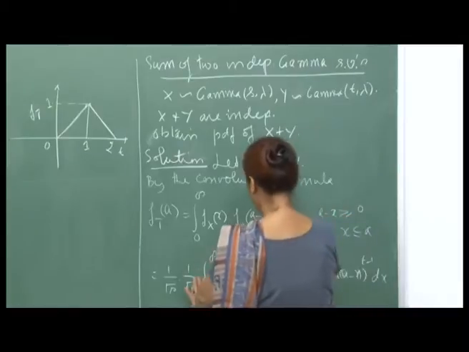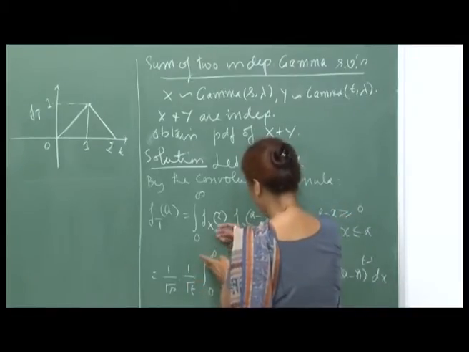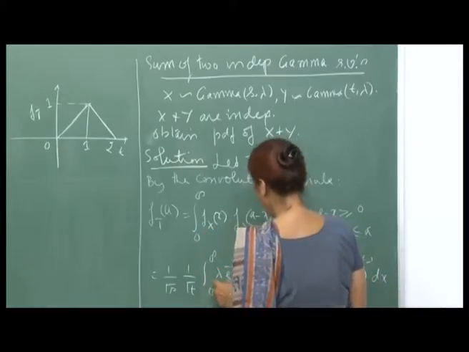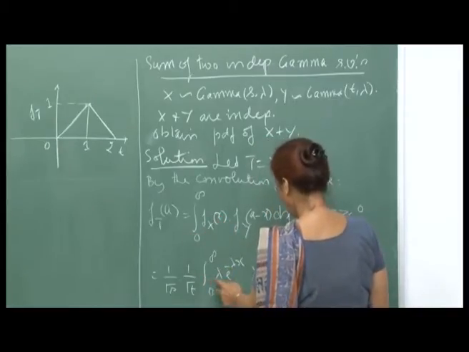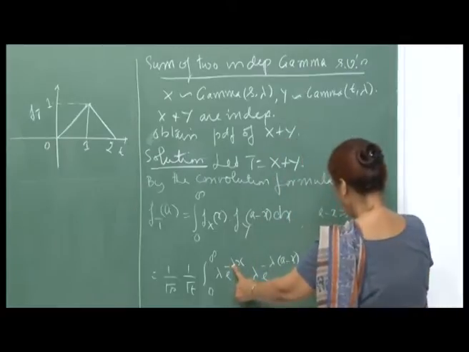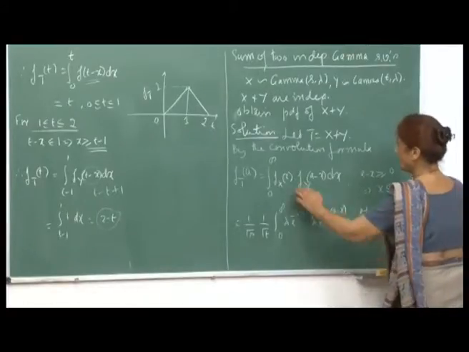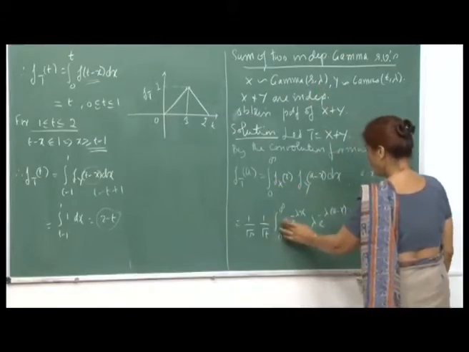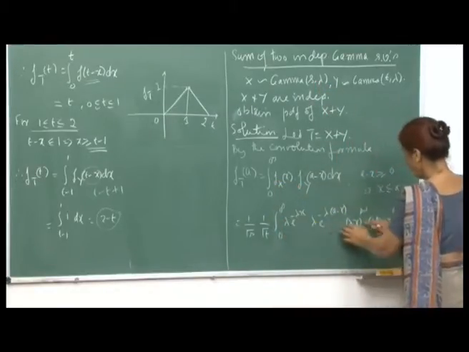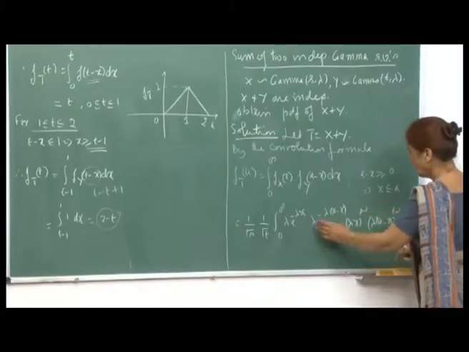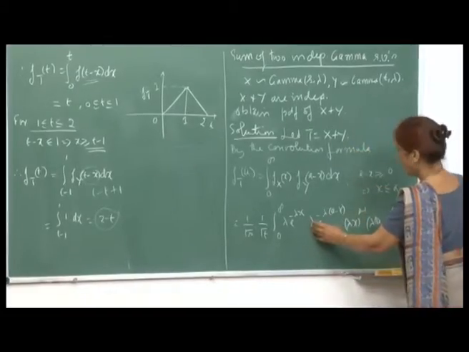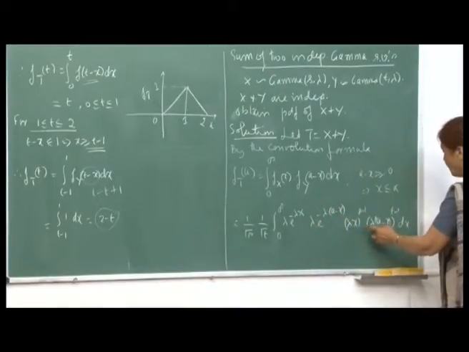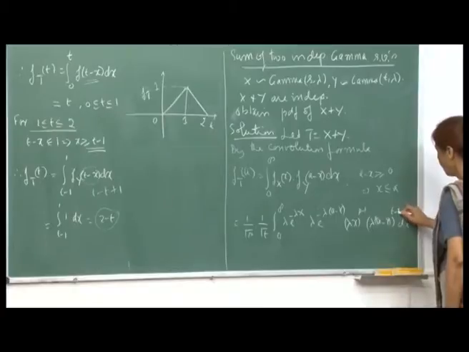Right now I will write the correct range, but we are just substituting for f x of x, which will be lambda e raised to minus lambda x into lambda x raised to s minus 1, because x is gamma s comma lambda. And the PDF for y is lambda e raised to minus lambda of a minus x into lambda of a minus x raised to t minus 1.